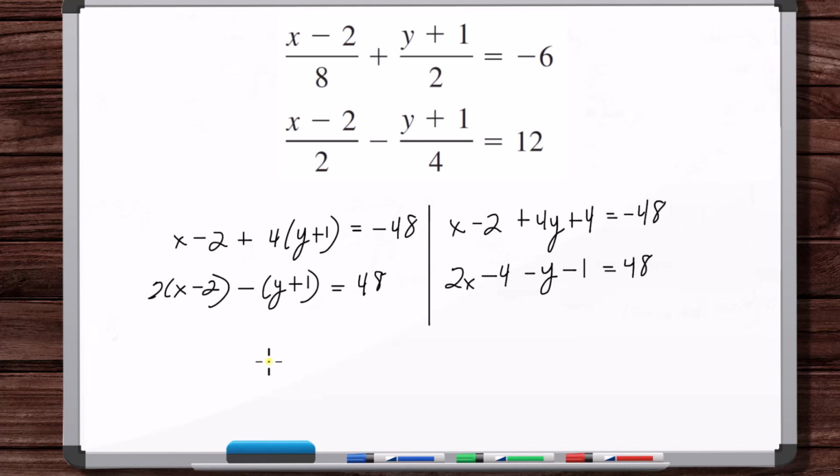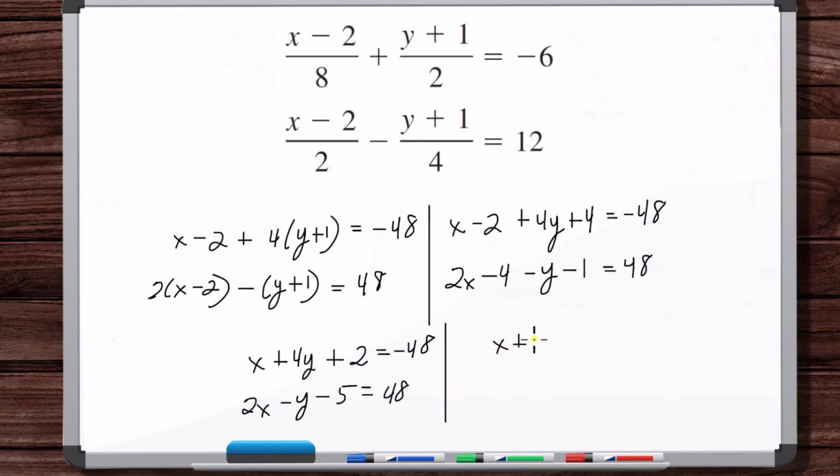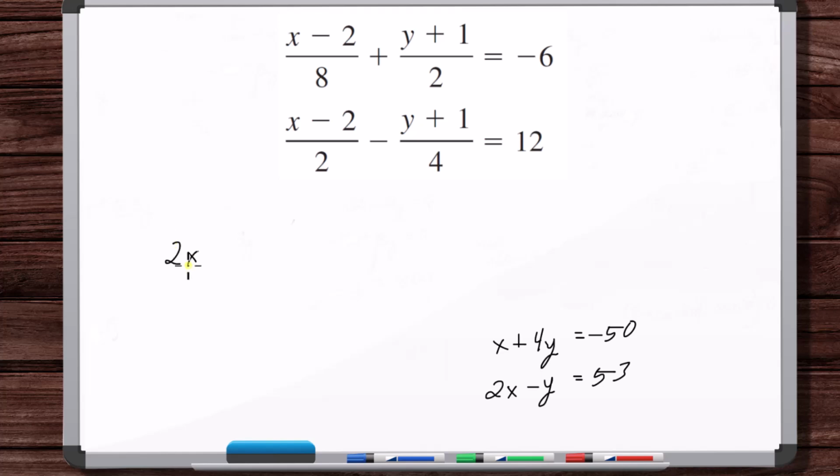All right, so let's see. X plus 4y plus 2 is equal to minus 48. And then we've got 2x minus y minus 5 is equal to 48. So we've got x plus 4y is equal to minus 48 minus 2 is minus 50. And then we've got 2x minus y is equal to 48 plus 5 is 53. Okay. So, let's multiply the first equation by 2.